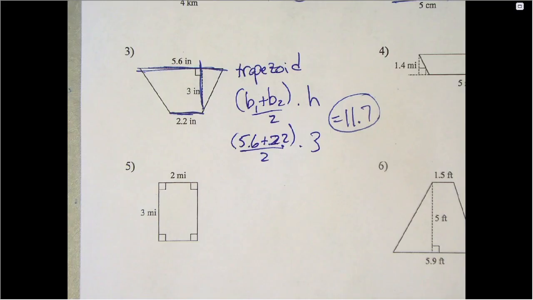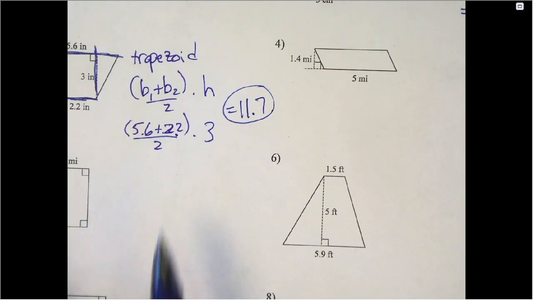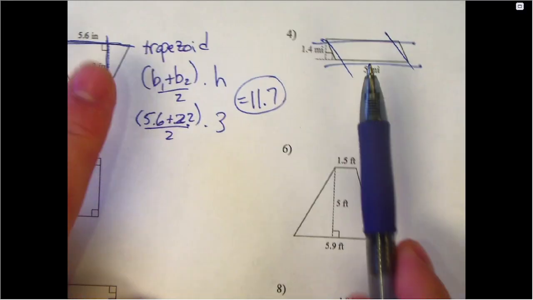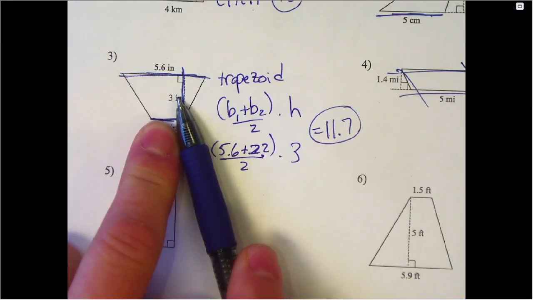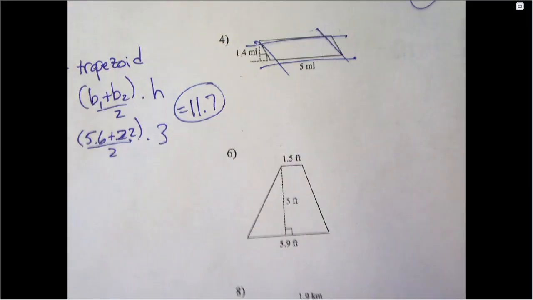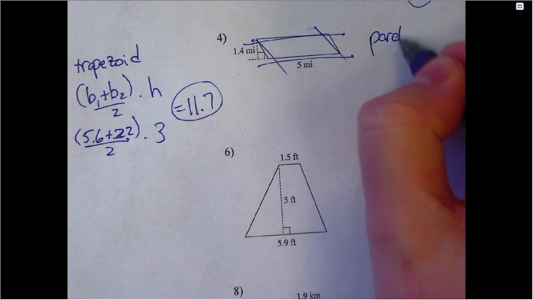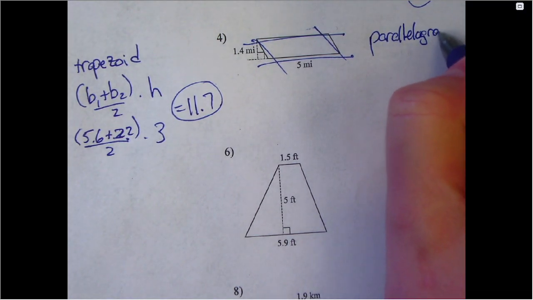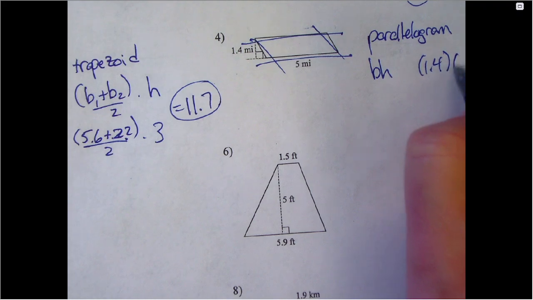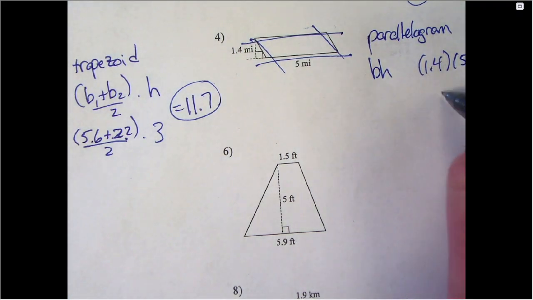Fourth one, what kind of shape is that? That's a parallelogram. It used to be a rectangle, it just kind of got tired and fell over. So this has a parallel and another parallel. Make sure you can see the difference between a trapezoid, which only has 1 train tracks, and a parallelogram, which has 2. So parallelogram is BH. Just do 1.4 times 5. That's 7.